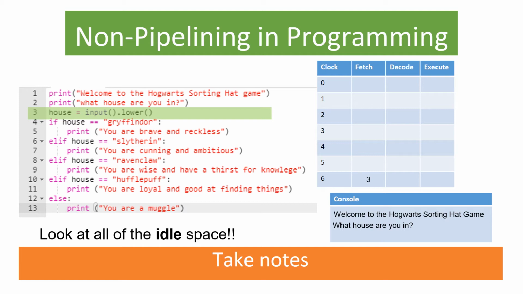This is a non-pipelining CPU. The first instruction it will fetch will be on line 1. The first clock cycle, it will fetch this instruction. In the second clock cycle, it will decode it, then it will execute it, then it will fetch the next one, decode that one, and execute that one. This is massively inefficient. Look at all the idle space.